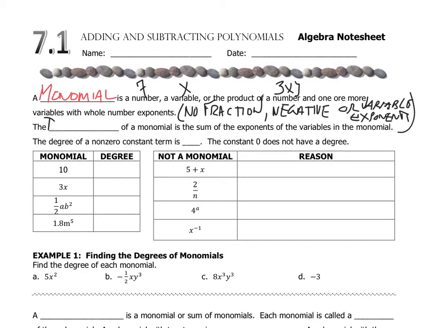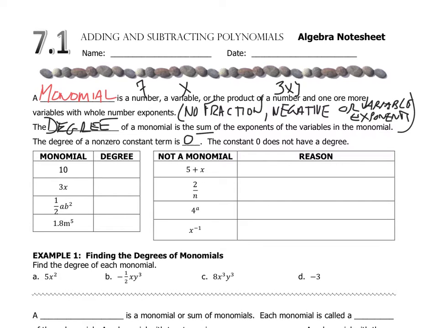Then we talk about the degree of a monomial. This is the sum of the exponents of the variables in the monomial. It doesn't matter if they're different variables, the sum of the exponents. The degree of a non-zero constant term, like up above when I said the number 7, is always 0. And the constant 0 doesn't have a degree.